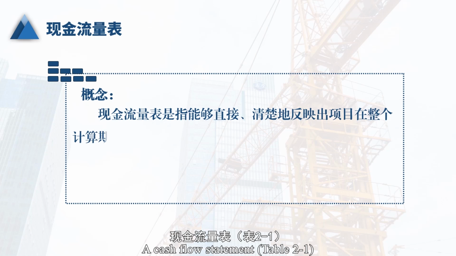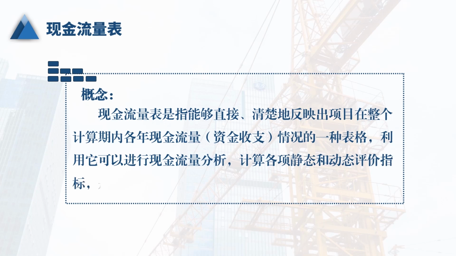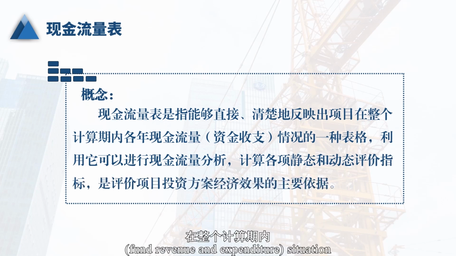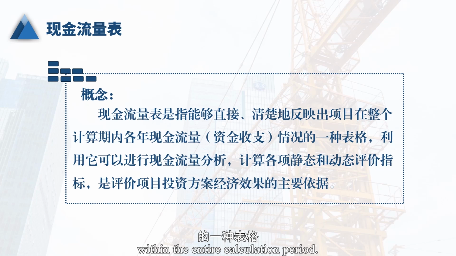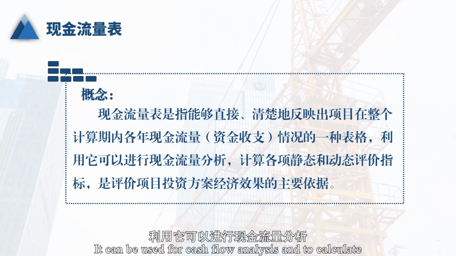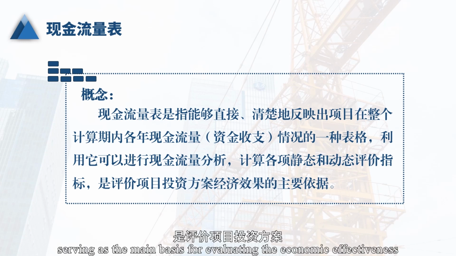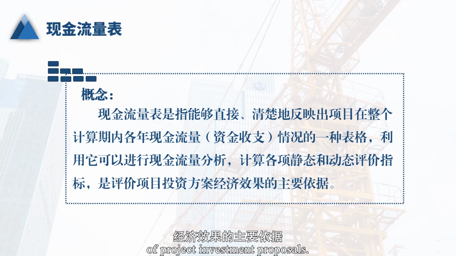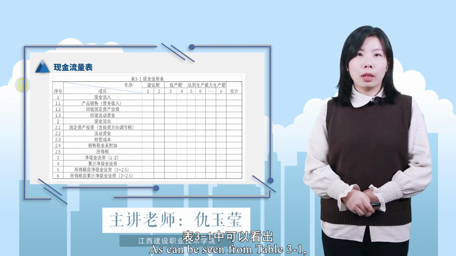A cash flow statement, Table 2-1, is a table that directly and clearly reflects the cash flow, fund revenue and expenditure situation of a project for each year within the entire calculation period. It can be used for cash flow analysis and to calculate various static and dynamic evaluation indicators, serving as the main basis for evaluating the economic effectiveness of project investment proposals, as can be seen from Table 3-1.